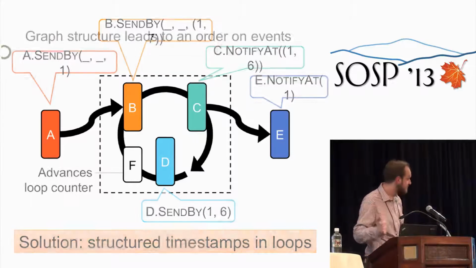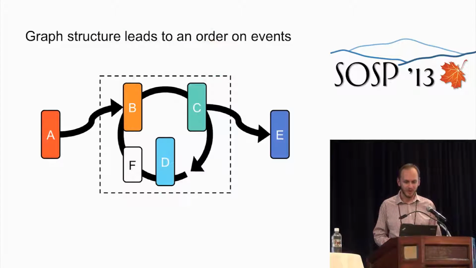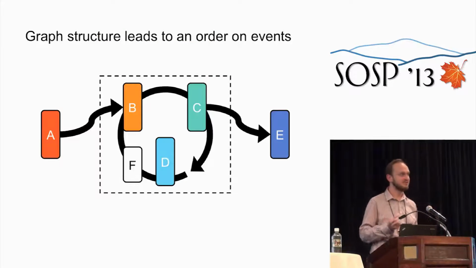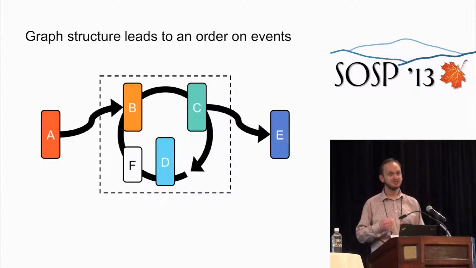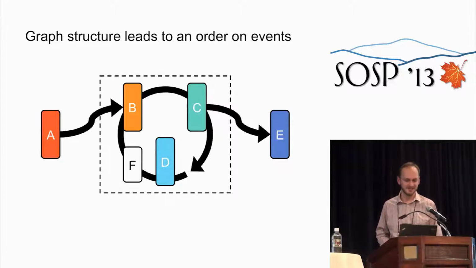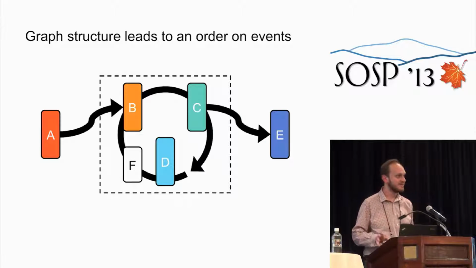So how can we use this to actually do progress tracking? Well, the main idea is that the constraints we've imposed on the graph mean that there is an order on events, on outstanding messages and notifications in the system. Now, the order is defined in more detail in the paper. It's called the could-result-in order.